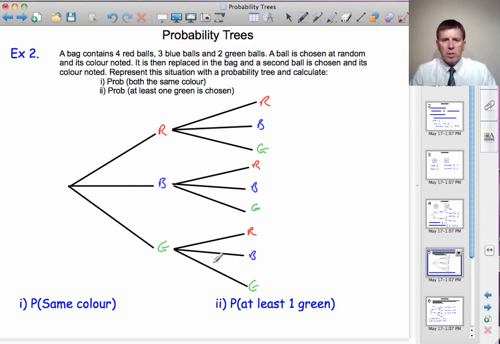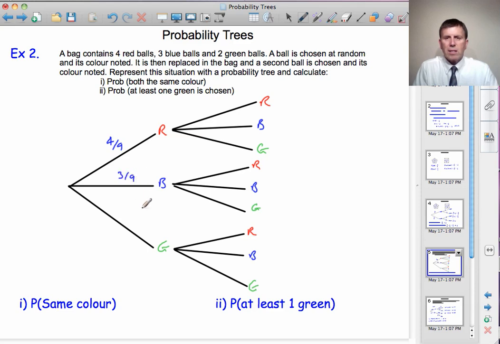Right, let's put the probabilities on. How many balls are there altogether? 4 red plus 3 blue is 7, plus 2 green is 9. So there are 9 balls in the bag. So the probability of picking a red one when there are 4 is 4 out of 9. So we're looking at a probability of 4/9. There are 3 blues, so the probability is 3/9.